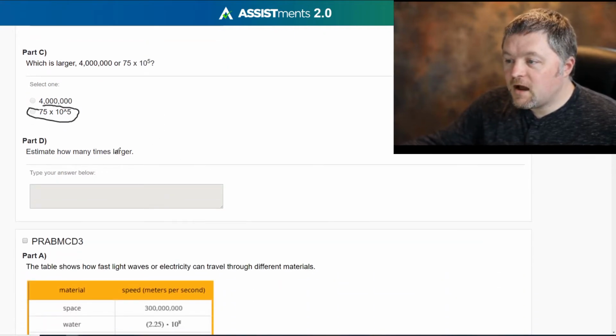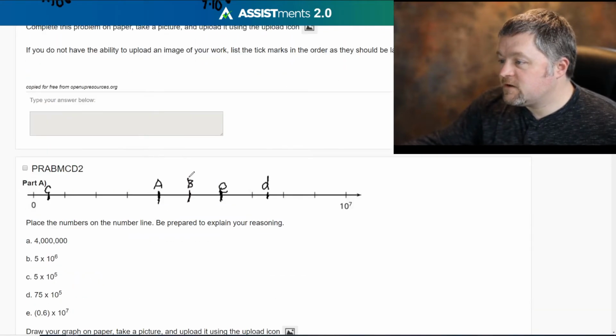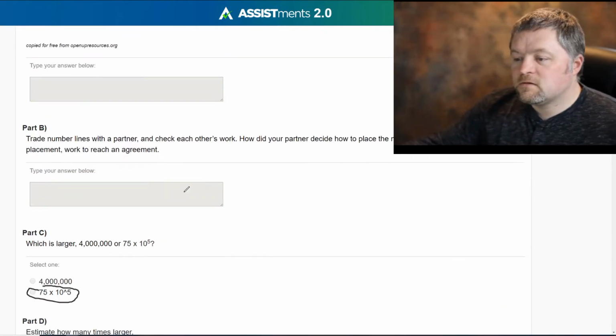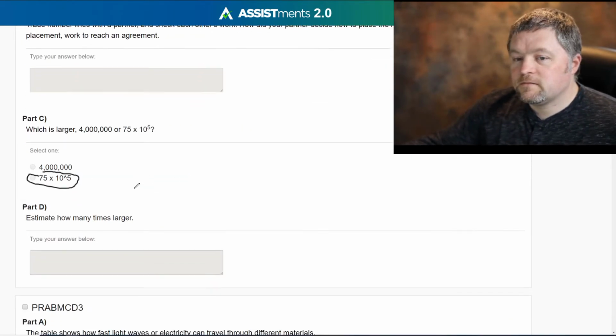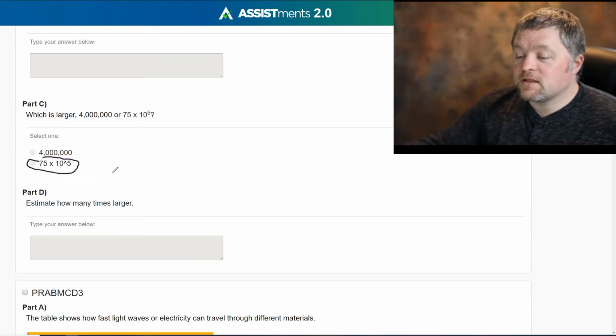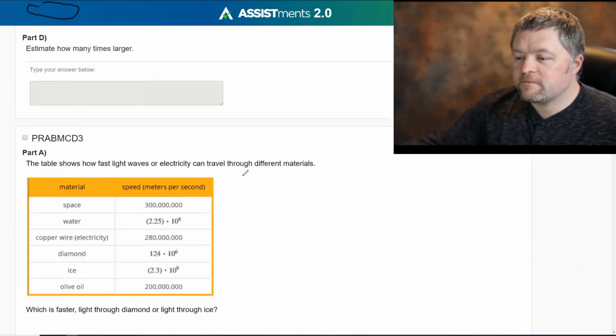How many times larger? Estimate. 7.5 looks like about double 4. However, let's try to be more accurate than about double. I'll leave that to you to calculate.